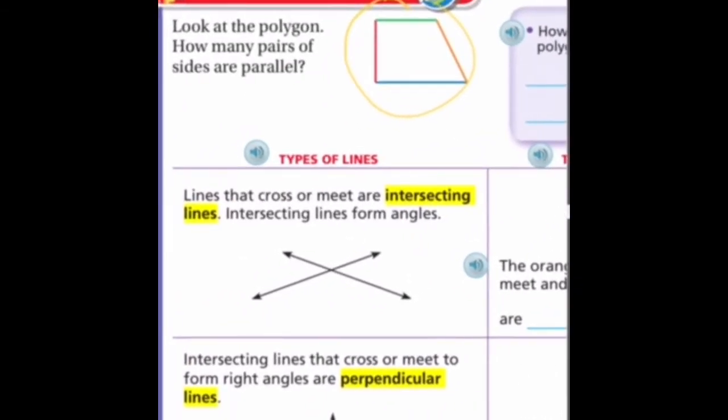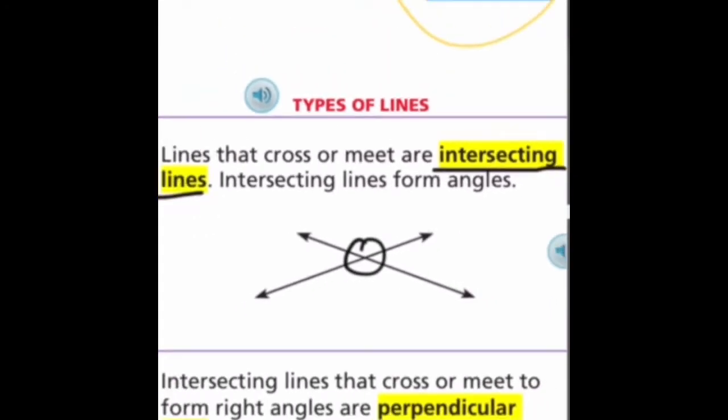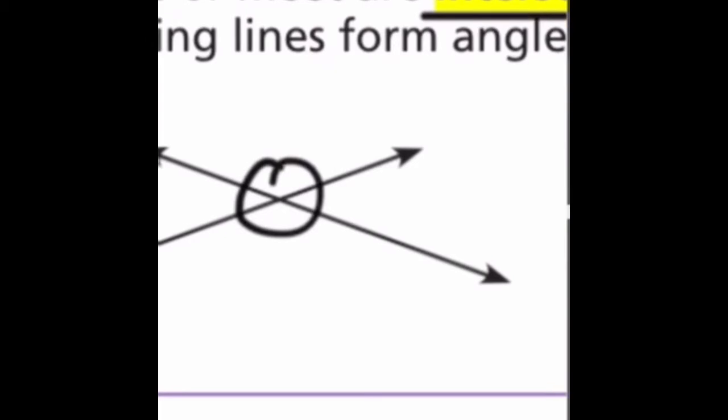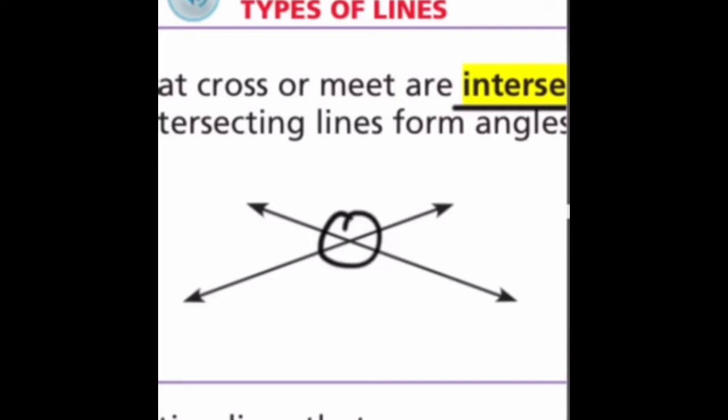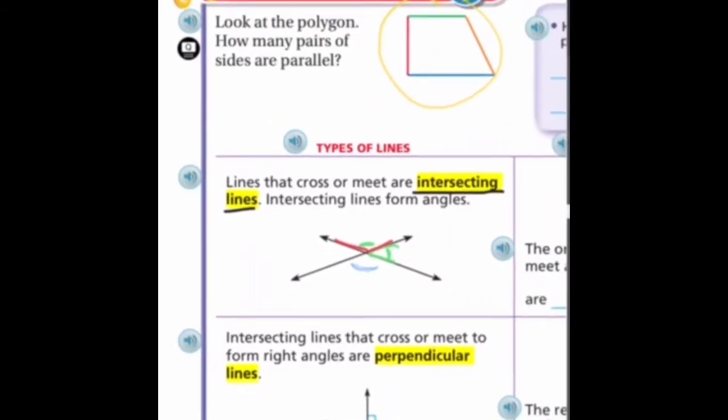First one here, lines that cross or meet are intersecting lines. Any lines that cross or meet are intersecting, and they form angles. Okay, they form angles. Let me erase this part here. There we go. They'll form angles. So this little section right here, that's an angle. And this will be an angle where these two lines meet. This is an angle where these two lines meet, and so on. Okay, so when they cross, they are intersecting.